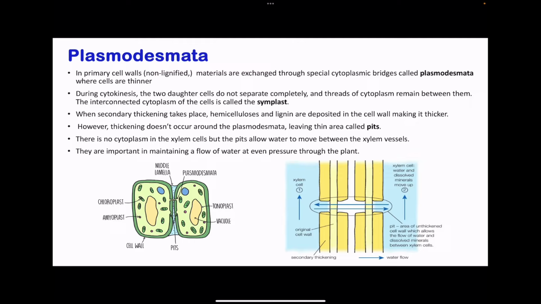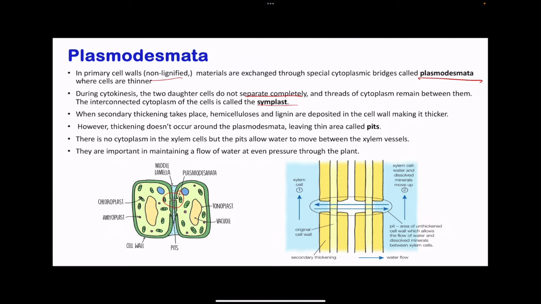Moving on to the plasmodesmata, which is the region we see here. And of course, around the plasmodesmata, there is no secondary thickening, so it means only part of the primary cell wall. Materials are going to be exchanged through these plasmodesmata, which are cytoplasmic bridges. Around these regions, the cell walls are thinner. During cytokinesis, two daughter cells will not completely separate, as threads of the cytoplasm remain between them. The interconnected cytoplasm is called symplast.